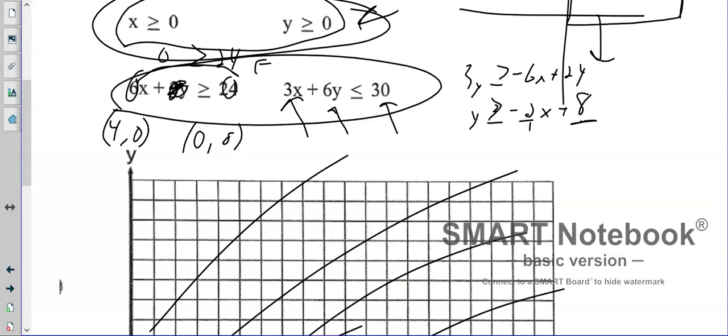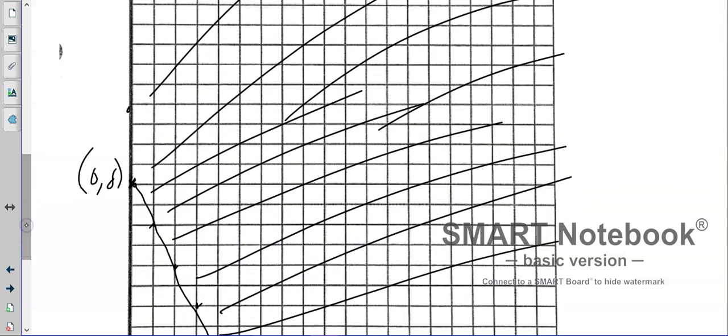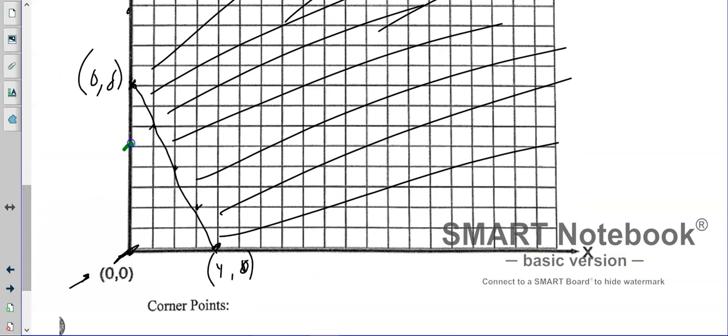So I'm going to do that here. I'm just going to do the cover-up method on this one. So if I divide 30 by 6, y is 5. So that's 0, 5. If I move that over here, I get 10. X is 10. So that's 10, 0. So 0, 5, and 10, 0. 5, 6, 7, 8, 9, 10. Okay. And that is a slope of negative 1/2.